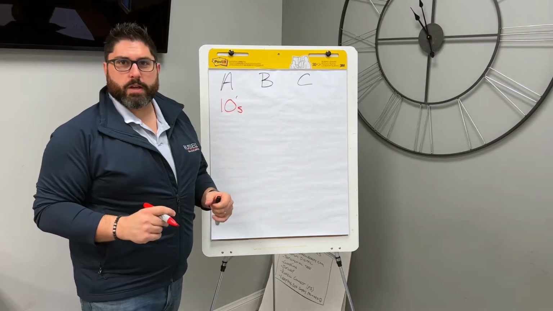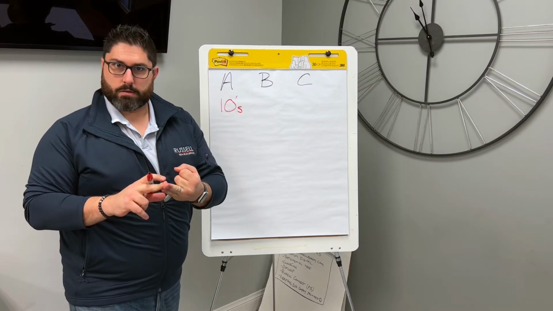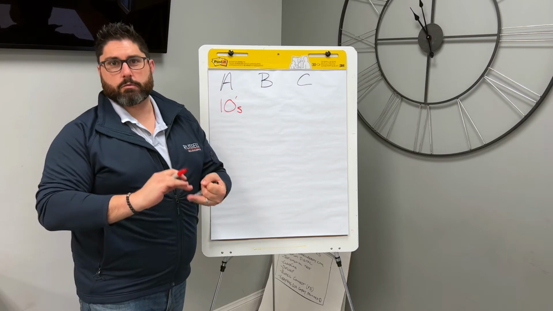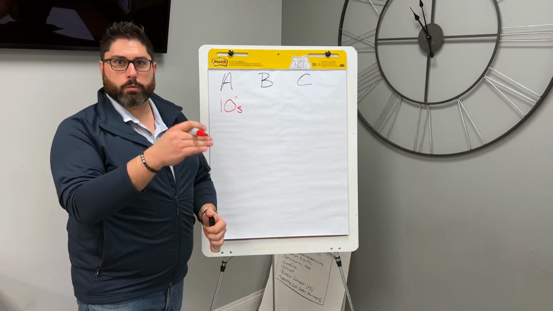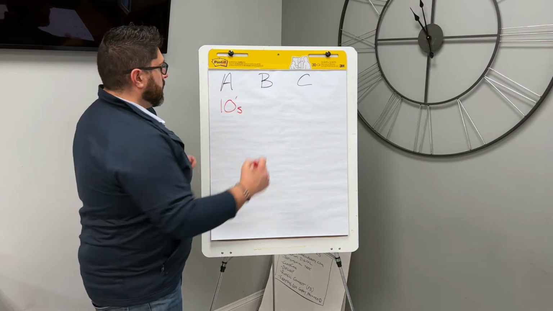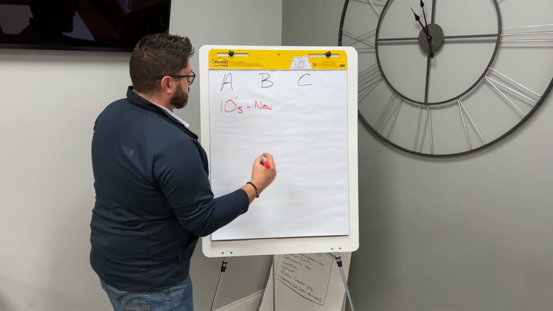So the tens. Tens are people that are either going to list their house this month or they're going to buy a house this month. Okay? These are people that are literally 100% ready to go. Count on them to either list their house this month or to go under contract this month. So those are going to be the now clients.